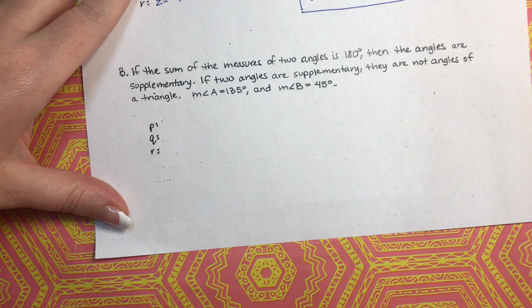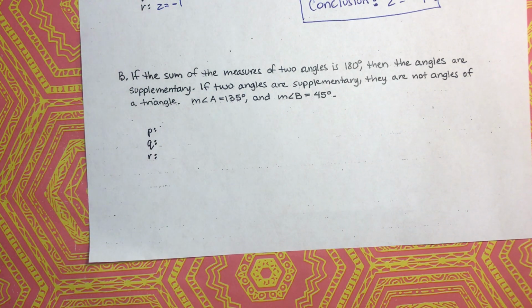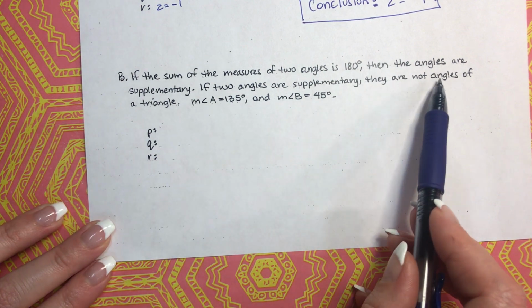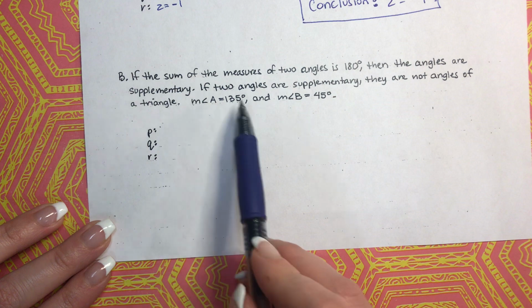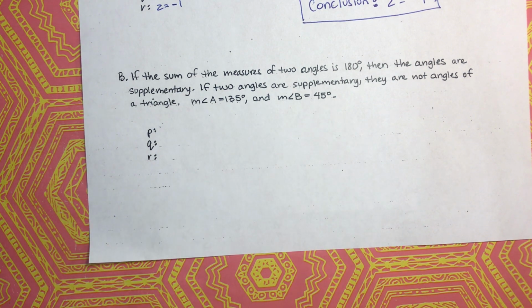B. If the sum of the measures of two angles is 180, then the angles are supplementary. If the two angles are supplementary, they are not angles of a triangle. And then it gives us measure of angle A equals 135, and measure of angle B equals 45 degrees. All right, great. So we have to figure out what we are dealing with here.